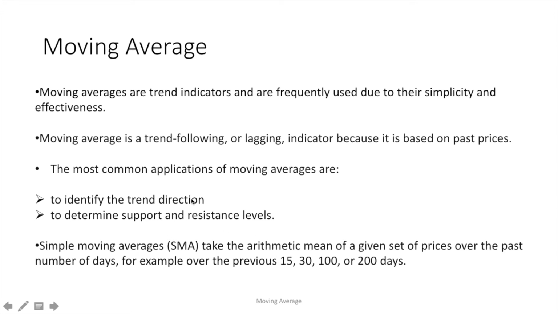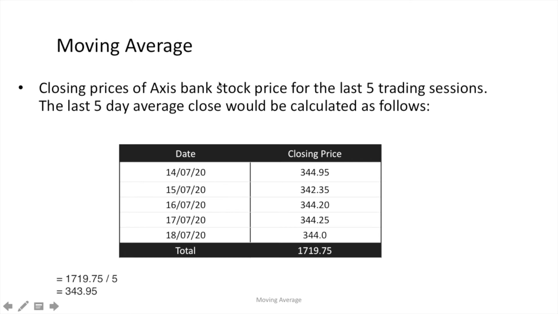So let's take one example. Suppose you want to calculate the 5-day moving average on Axis Bank. What do we have to take? We have to take the closing price of the last 5 days. Assume today is 19,720. To calculate the moving average of the last 5 days, I take the closing price of the last 5 days, make the sum and divide by 5, and it will give the 5-day moving average value.